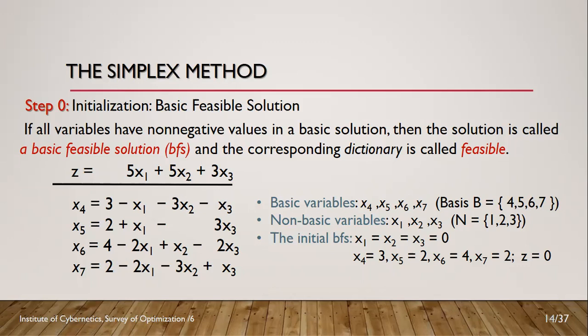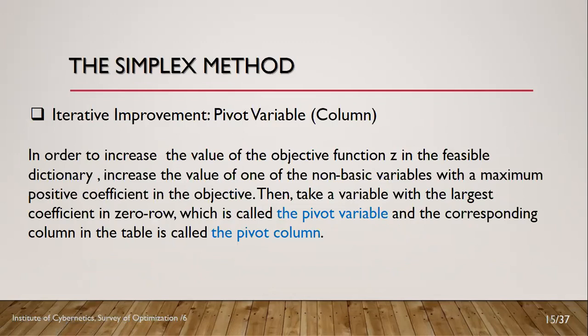And this test is very important to do iterative, as the basis for performing iterative improvement. So based on the pivot variables and columns. The rule is, in order to increase the value of the objective function z in the feasible dictionary, increase the value of one of the non-basic variables with the maximum positive coefficient in the objective. Then take a variable with the largest coefficient in row 0, which is called the pivot variable, and the corresponding column in the table is called the pivot column.